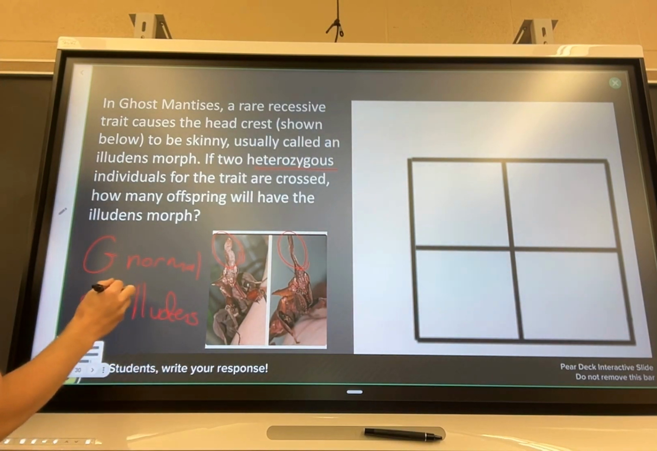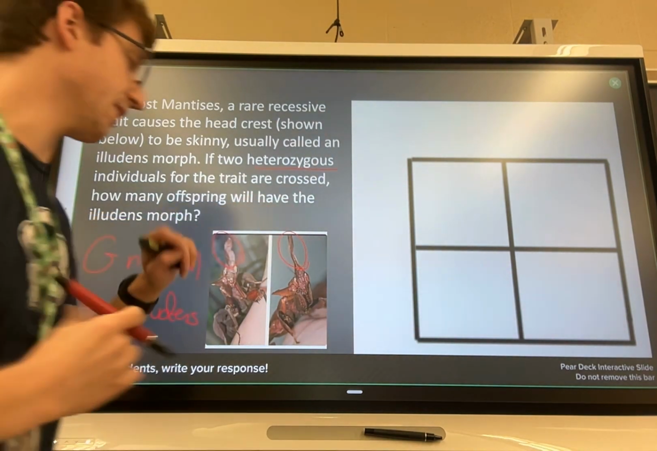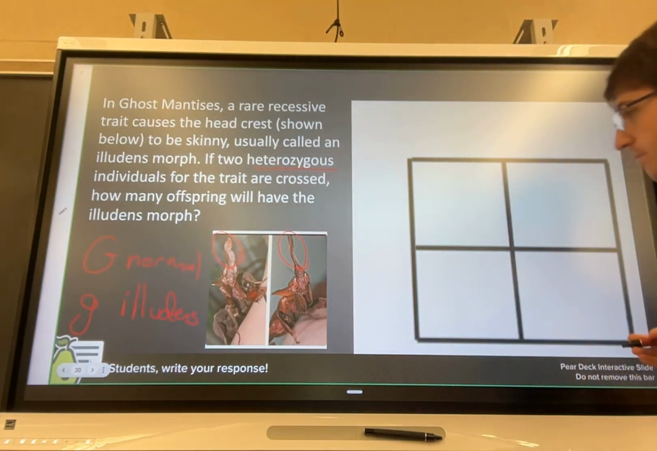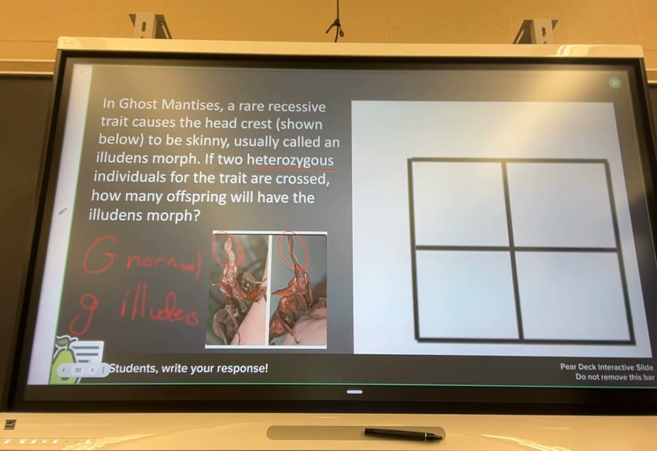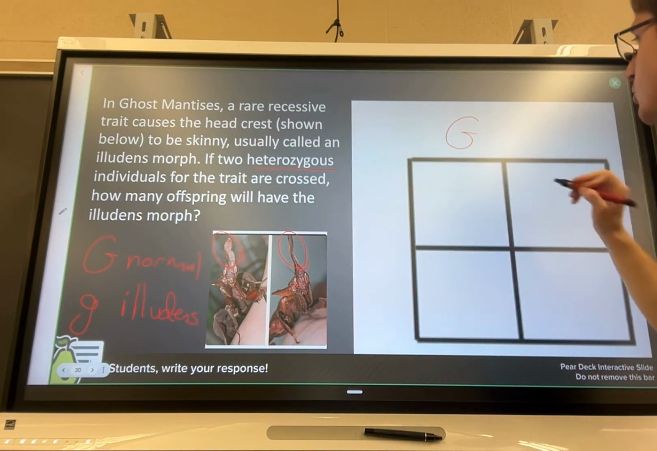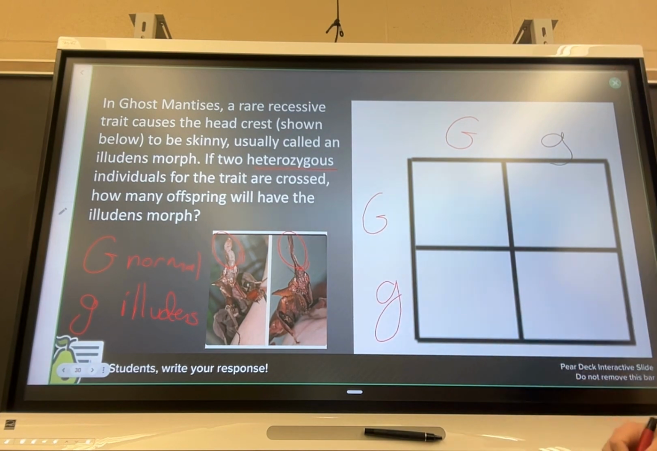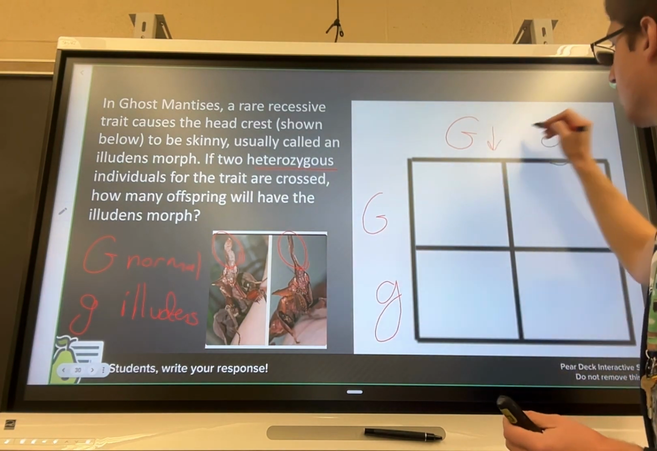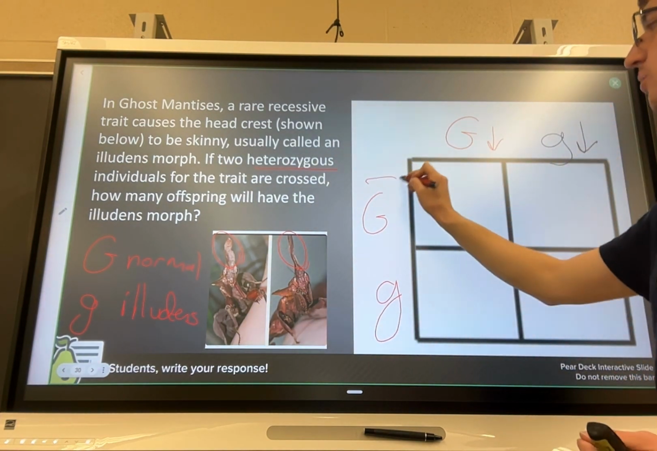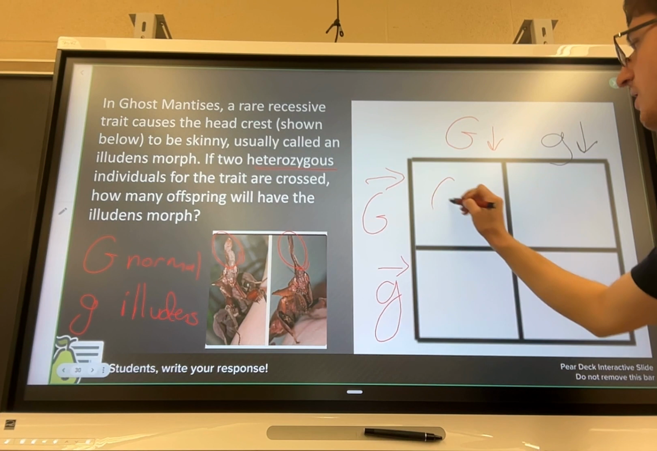So we're going to get this skinny head crest. When we take our parents, both individuals are heterozygous, meaning that they have one big G and one little g. And when they cross, the big G will drop down, the little g will drop down, the big G will move across, and the little g will move across.